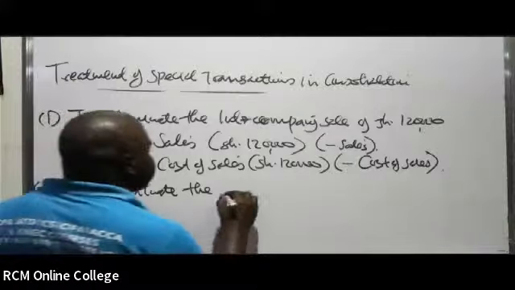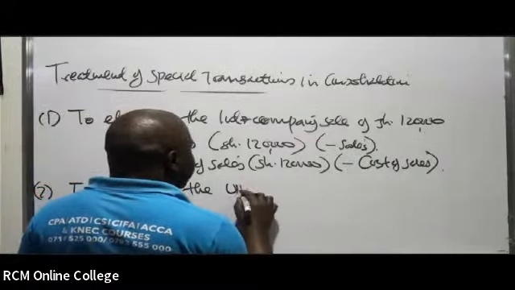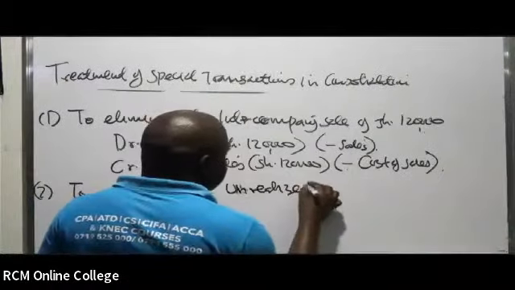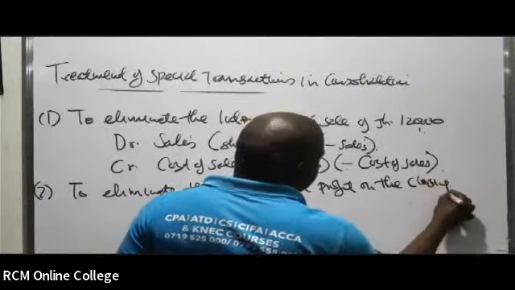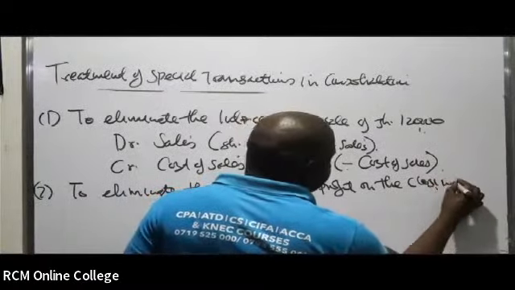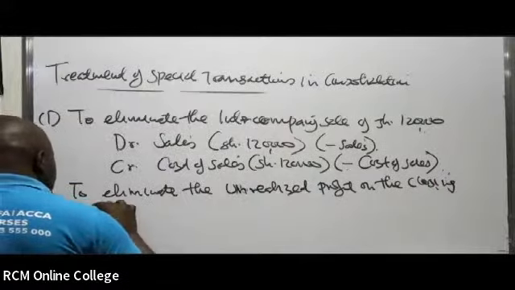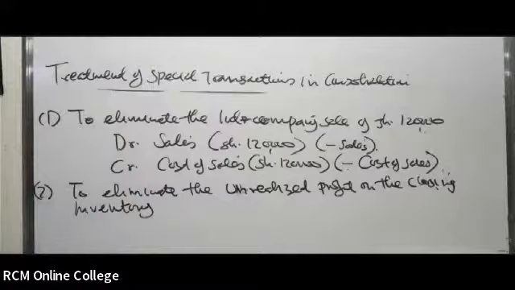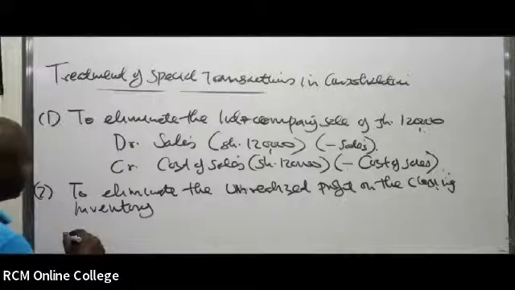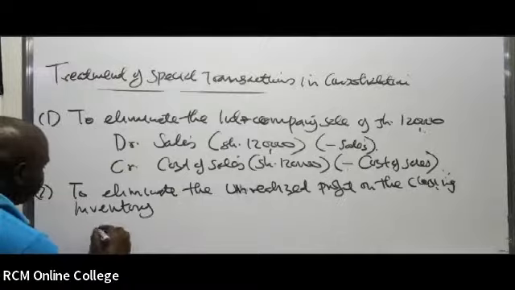So to eliminate the unrealized profit on the closing inventory, in this case you are supposed to do what? To calculate it. So the unrealized profit, we normally call it the URP.